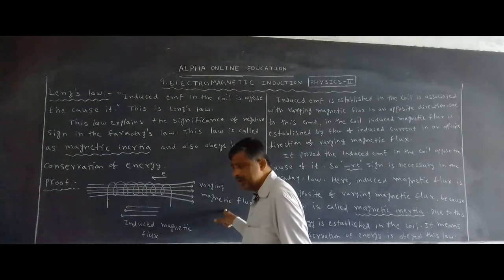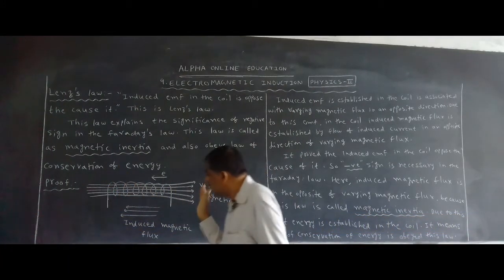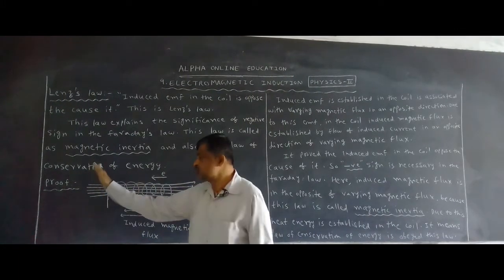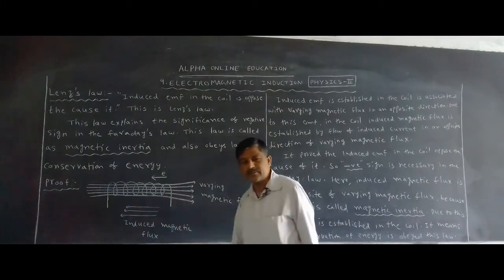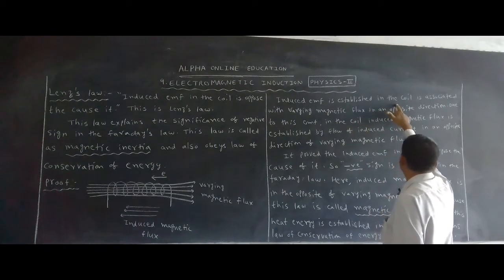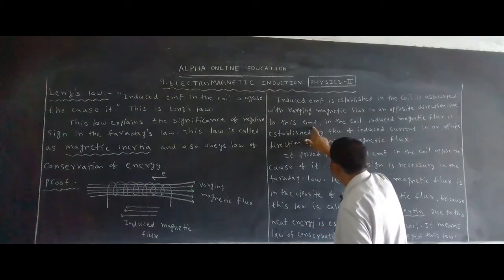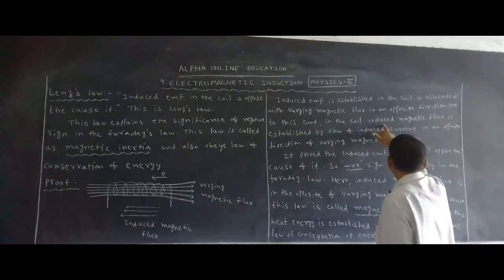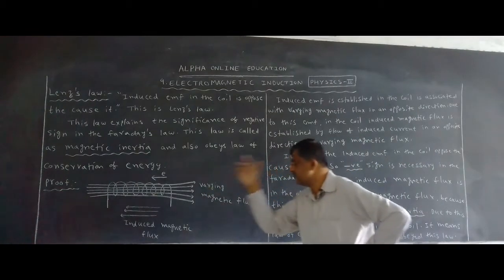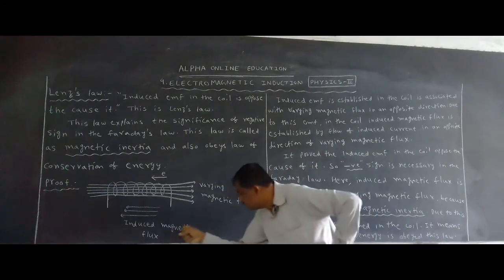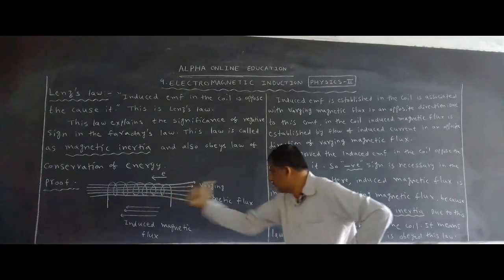Listen carefully. Varying magnetic flux is linked with the coil. Induced EMF is established in this direction. When EMF is established, current flows in this direction. Which current? Induced current. When induced current passes through the coil along its axial line, induced magnetic flux is established. Due to the induced EMF, induced magnetic flux is established by the flow of induced current in the opposite direction of the varying magnetic flux.